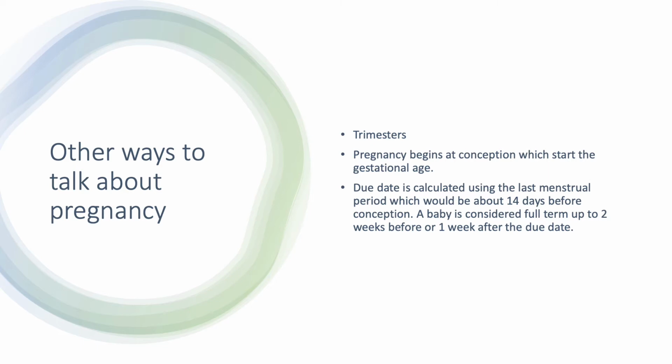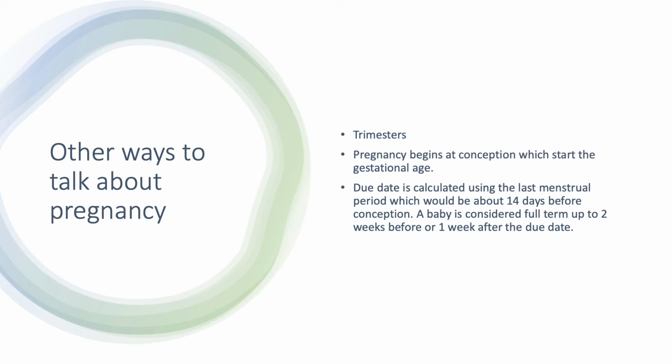There are other ways and other terminology that we use when we talk about pregnancy. One of them, and you have probably heard this before, is people talk about trimesters. The first trimester is the first 3 months, the second trimester is the second 3 months, and then the third 3 months.